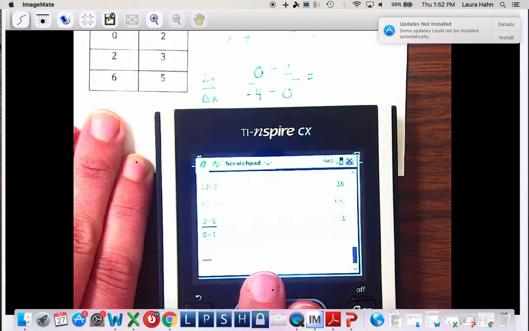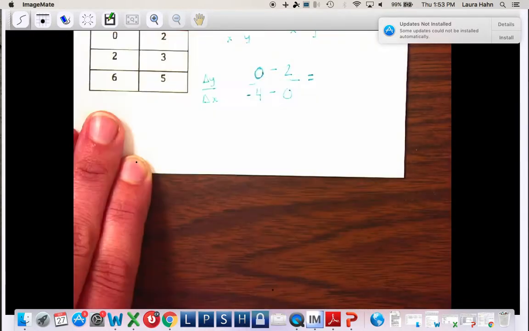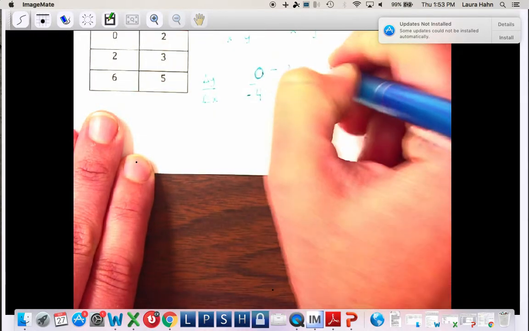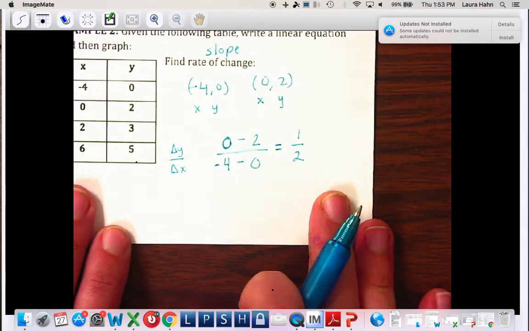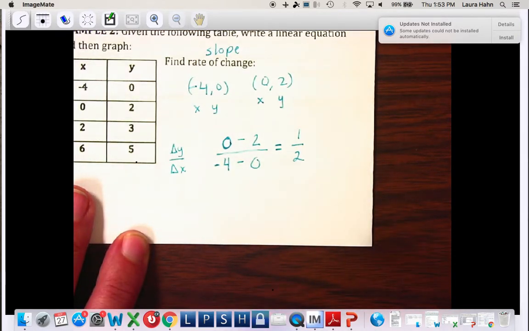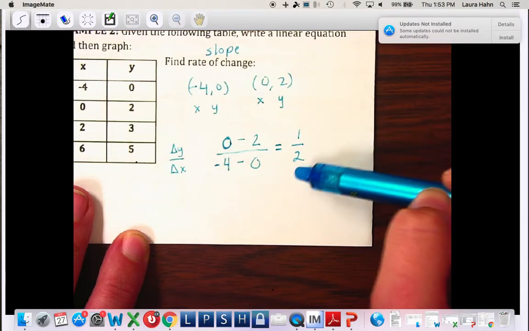So on top we had 0 minus 2. On the bottom we had a negative 4 minus 0. And you'll notice it comes out to be a positive 1/2. So since it's already a fraction, we know slope is also rise over run. So I know it will rise 1, run 2.